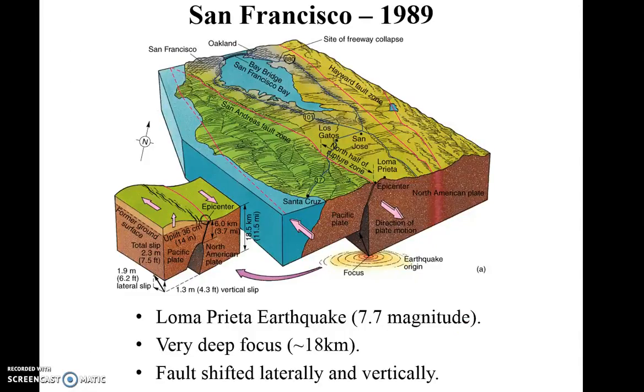We also had the large earthquake of 1989, the Loma Prieta earthquake, which is a 7.7 magnitude earthquake. This one had a very deep focus point, about 18 kilometers under the surface, with the epicenter directly above. The fault shifted laterally and vertically. So the Loma Prieta earthquake had a significant impact in the Bay Area because of the high density of population.